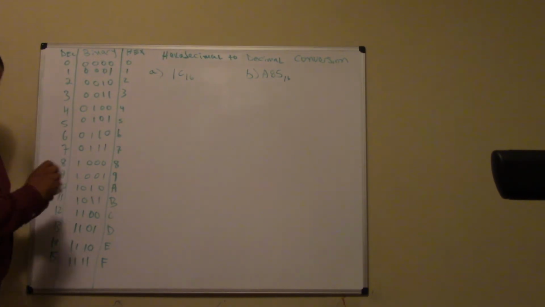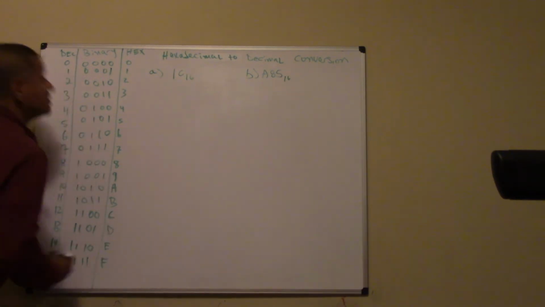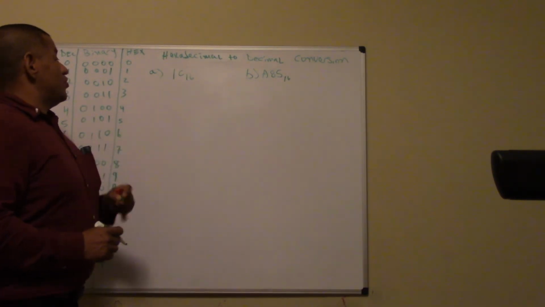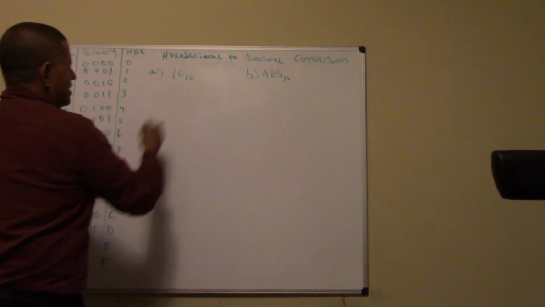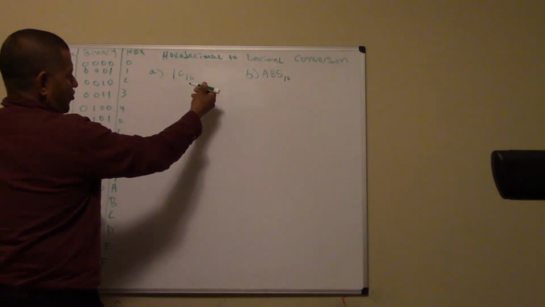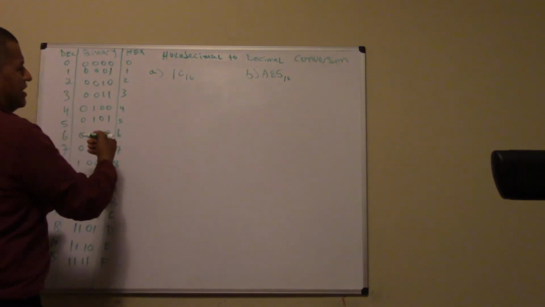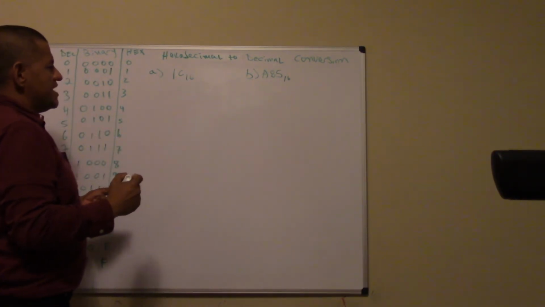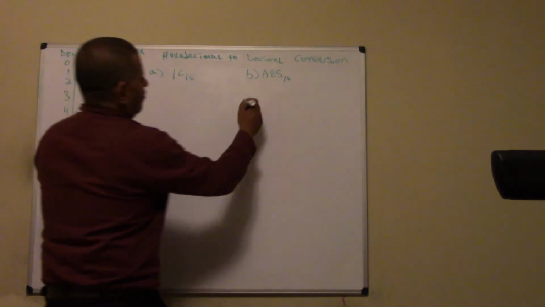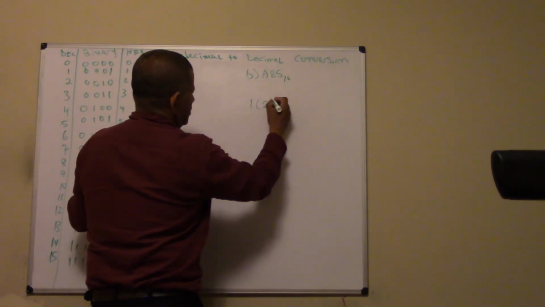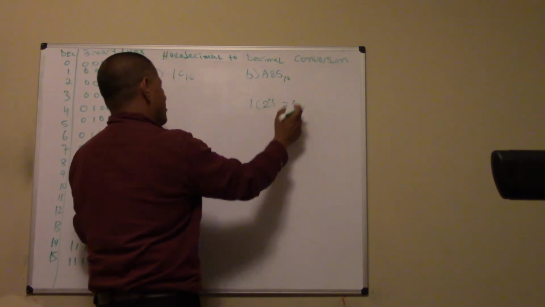So if this letter represents 12, then I have to work it out starting from the right to the left, right? And I have to be able to multiply by the weight. Remember when we did this, we multiplied by 1, right? 1 times 2 to the 0 power is equal to 1 because any number to a 0 power is 1, right?